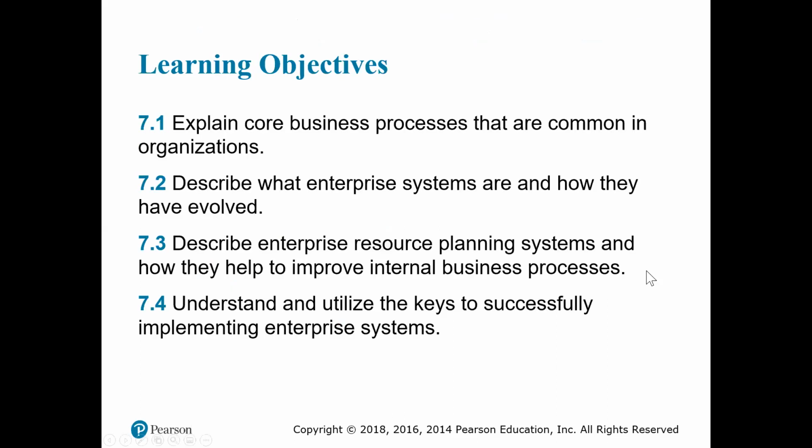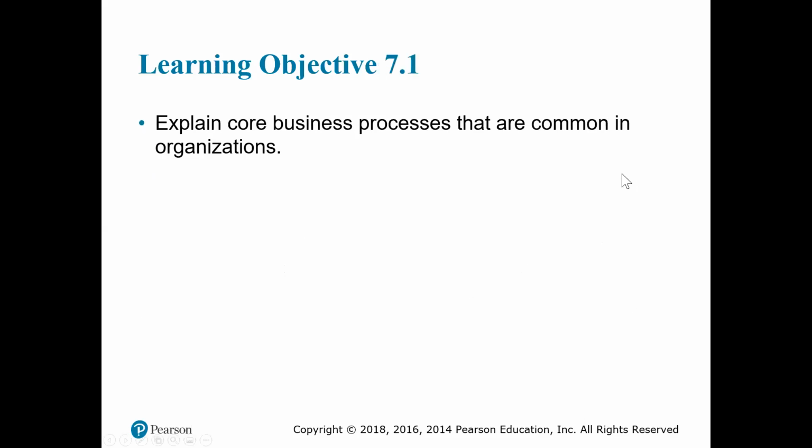Okay, today we are going to talk about enterprise information systems. An enterprise information system helps organizations to integrate and coordinate their business processes on a robust foundation. And in this chapter, as usual, we have several sub-learning objectives. Okay, let's get started. The first learning objective is to explain core business processes that are common in organizations.